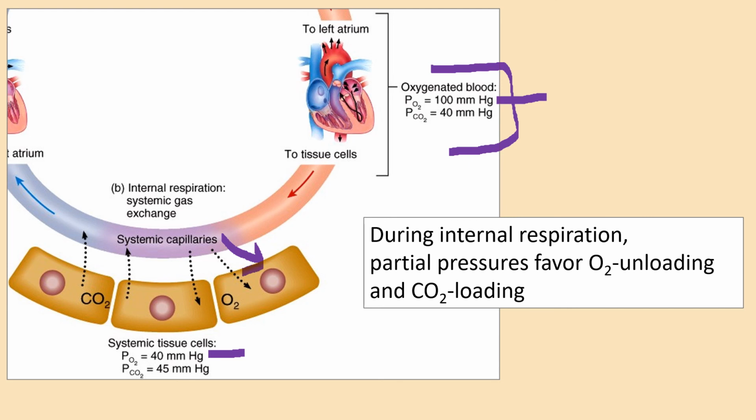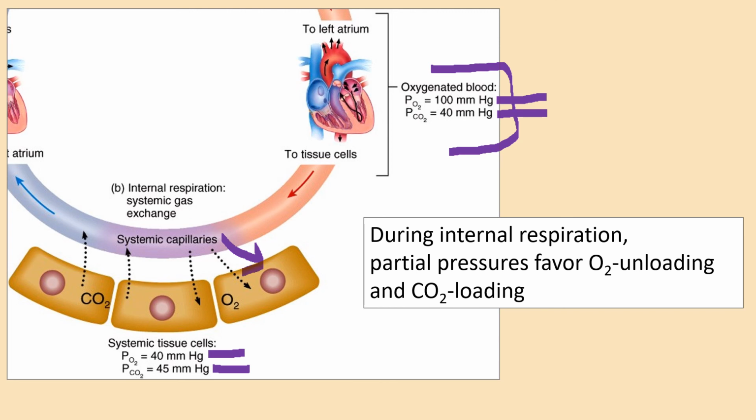This oxygen-rich blood that's arriving in a systemic capillary has a partial pressure of carbon dioxide of 40 millimeters of mercury. And the partial pressure of carbon dioxide in our interstitial fluid is 45. Remember, our body cells are producing carbon dioxide as a waste product. Carbon dioxide is made during cellular respiration. When the cells make ATP, carbon dioxide is a byproduct.